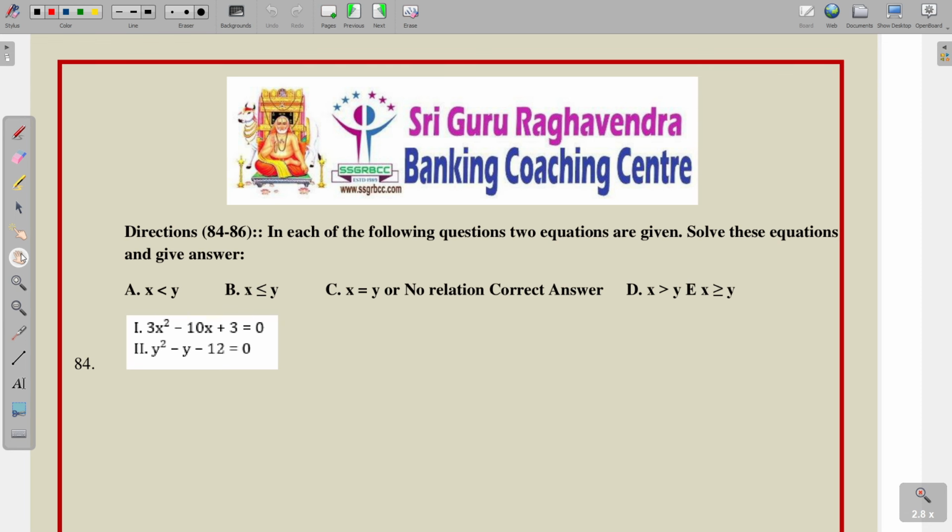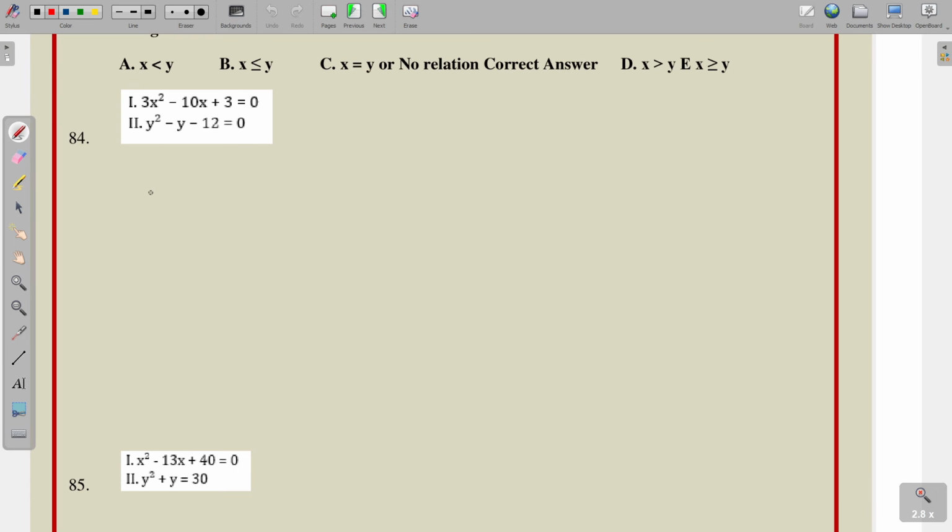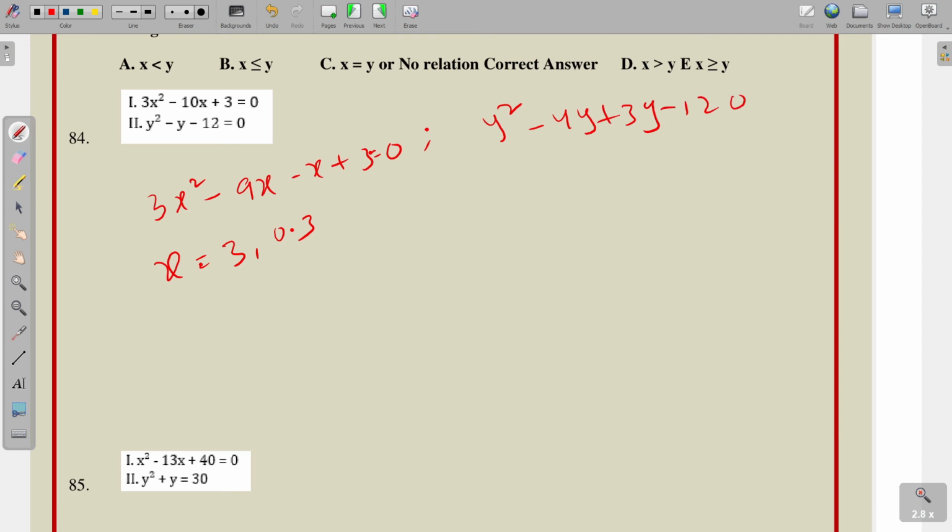Quadratic equations now. First one: 3x square minus 9x minus x plus 3 equal to 0. Therefore, x is equal to 9 by 3, it is 3, and 1 by 3. In the same way, now the y values: y square minus 4y plus 3y minus 12 equal to 0. Therefore, y equal to 4 comma minus 3.